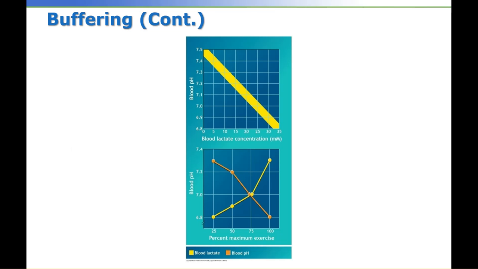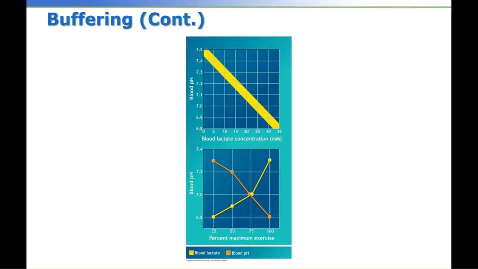Buffering, continued. And this basically just shows you that when your pH drops, your blood lactate is going up. That's the bottom there. It says that when blood pH becomes more acidic, the blood lactate concentration is going up. The top chart shows blood lactate concentration going up as the pH drops and becomes more acidic. So as lactate increases, the blood becomes more acidic.